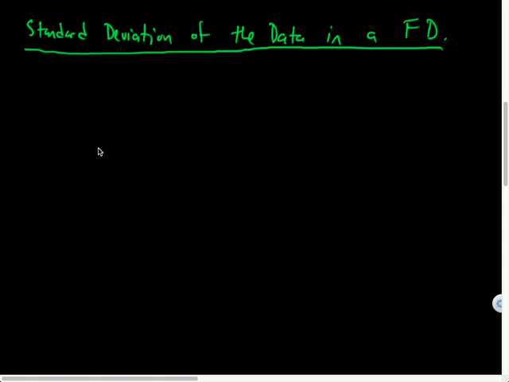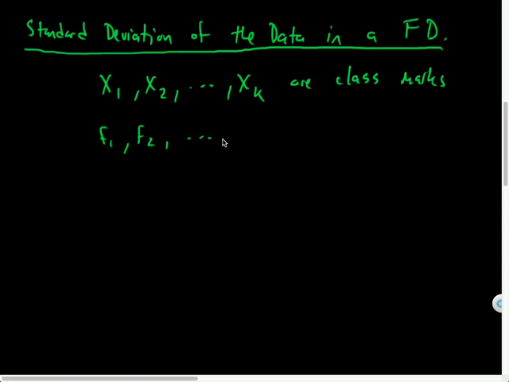And I'm actually not going to take the time to write this all out, but basically in this case, x1, x2, ... all the way to xk are going to be our class marks. All right, so k is the number of classes, not necessarily the number of data values. All right, and then f1, f2, ... all the way to fk are the frequencies of those respective classes.